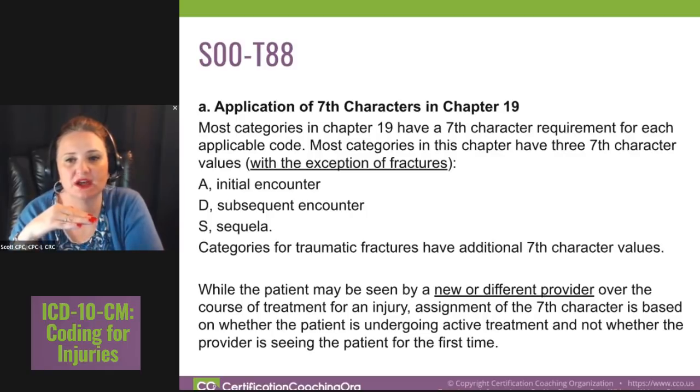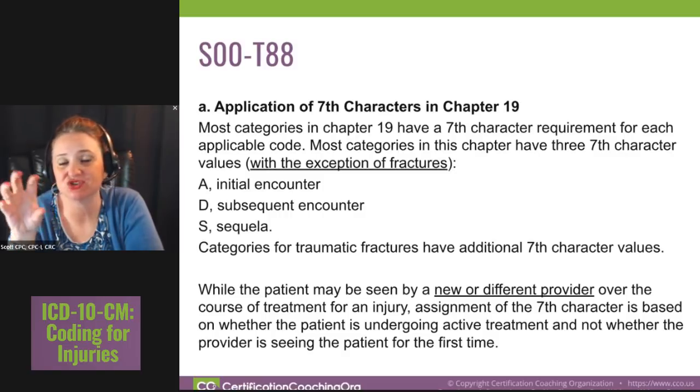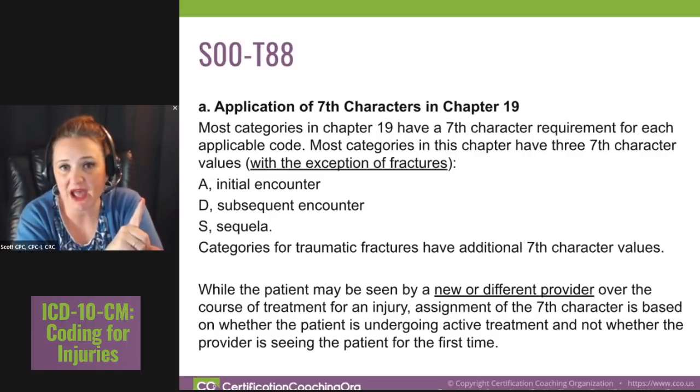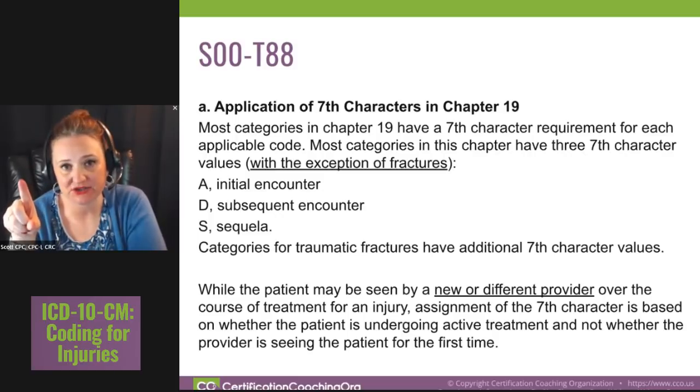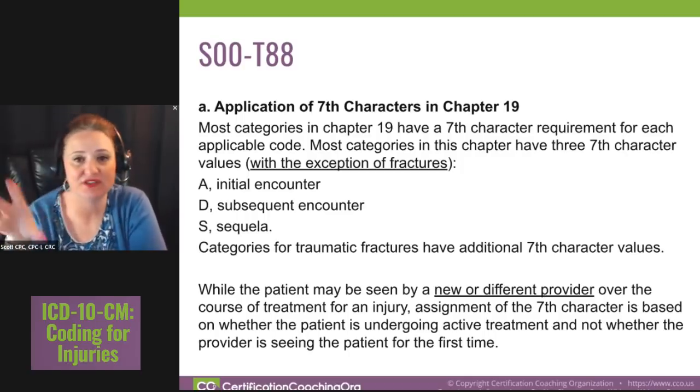You're always going to use the seventh character if it's applicable, but there are some exceptions with fractures because there are so many other things that we tell in fractures. Now, we're not talking about pathological fractures. We're talking about traumatic fractures, because they'll have subsequent encounters for malunion or non-union and all this other stuff.